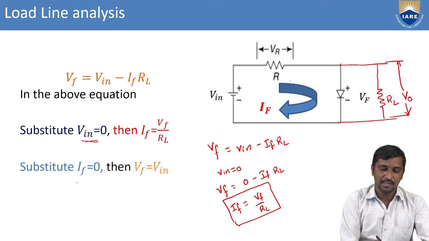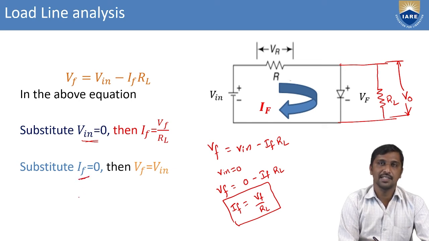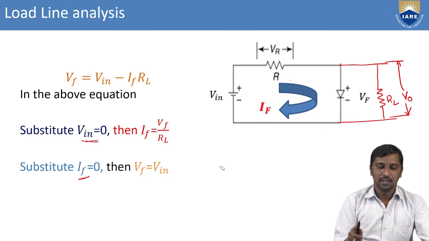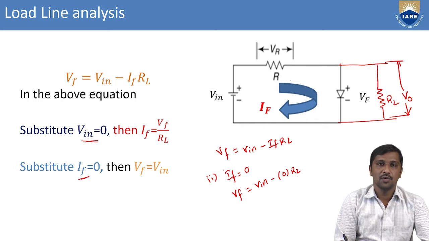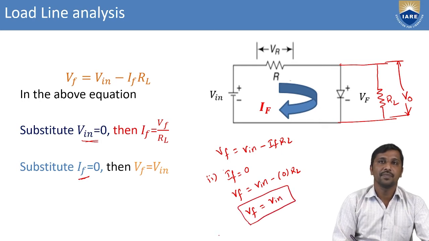Similarly, if I make IF equal to 0 in the same equation, suppose I consider the same relation: VF is equal to Vin minus IF into RL. In the second case, I substitute the diode forward current as 0, hence VF is equal to Vin minus 0 into RL. This 0 into RL becomes 0, hence the diode forward voltage is exactly equal to Vin.